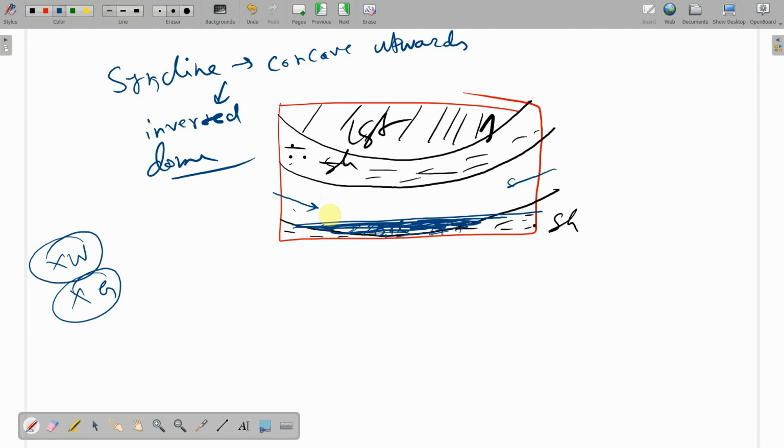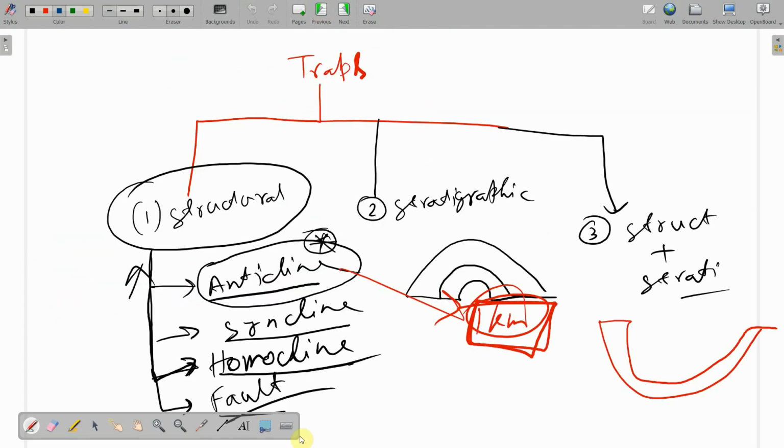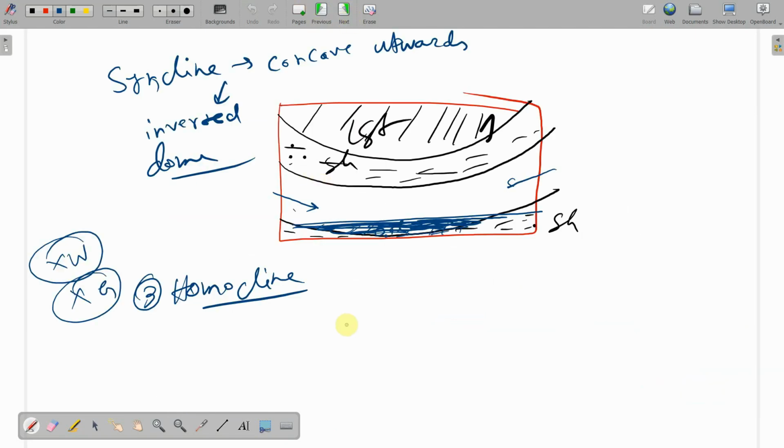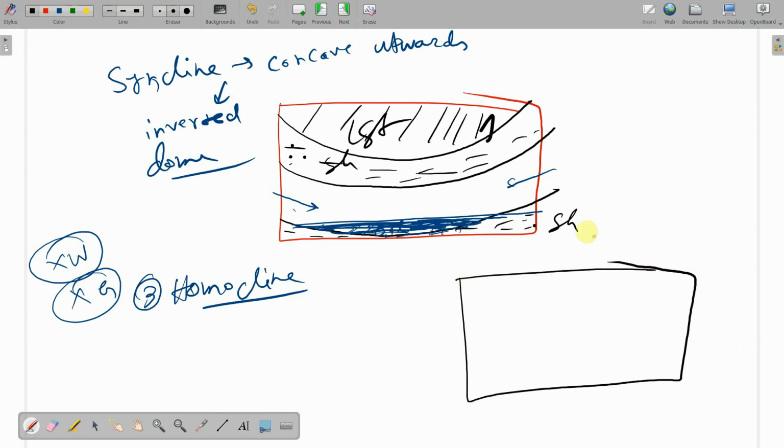Now let's talk about the homoclinal structure. The question must have come to mind: what is a homocline? I'm talking about the structural trap. If you forgot, in any case, the third one is the homocline. So I am talking about the homoclinal structure now. Let me draw this homoclinal structure here. Homoclinal structure, I hope you remember from your 4th class.